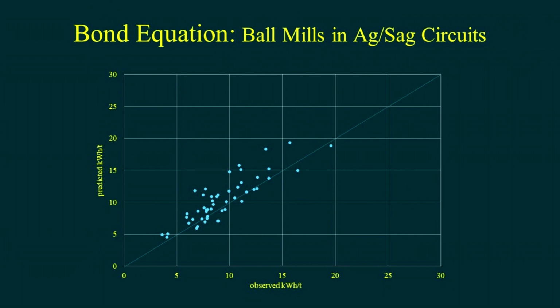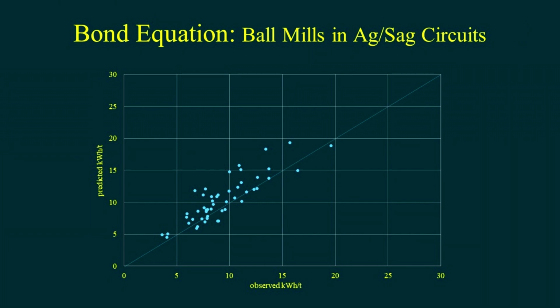Bond never intended his ball mill equation to be used for ball mills in AG and SAG mill circuits. So this graph is unfair to Bond, but from an academic viewpoint, I used all my ball mill data in AG and SAG mills just to see what would Bond give compared to actual, because I'm just keen to know how near or far it was. And you can see the scatter is in the right direction, at least. There is a lot of scatter, but at least the direction is correct.